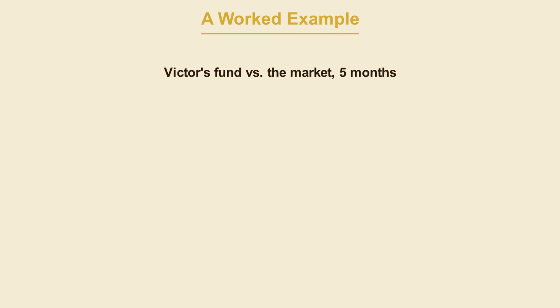So let's put it to work. Margot's got Victor's fund. For 5 months, she's lined up two numbers, the market's excess return for that month and the fund's excess return for that month. She wants the line that best explains the fund's return from the market's return.